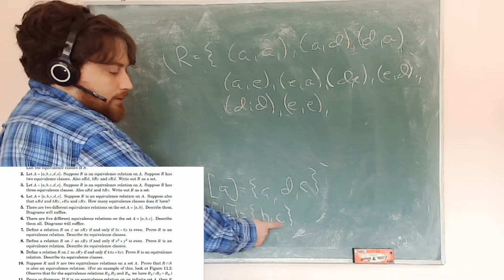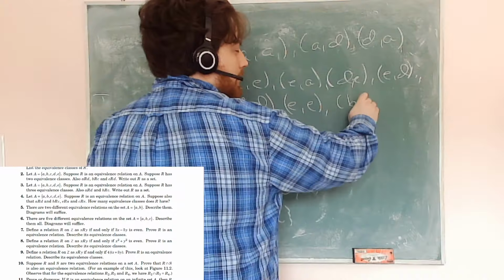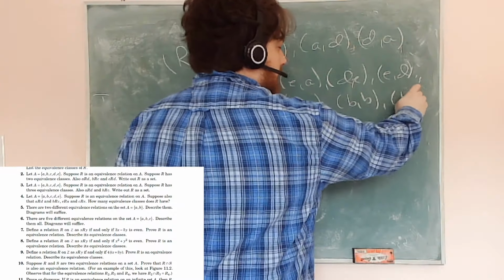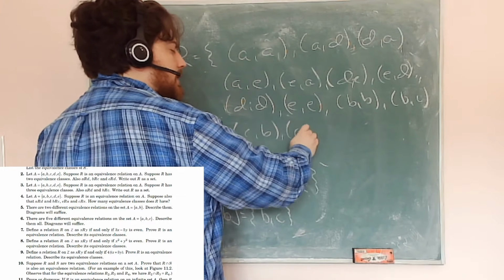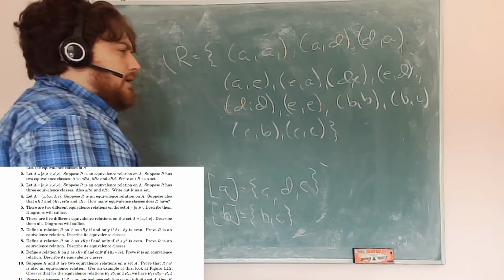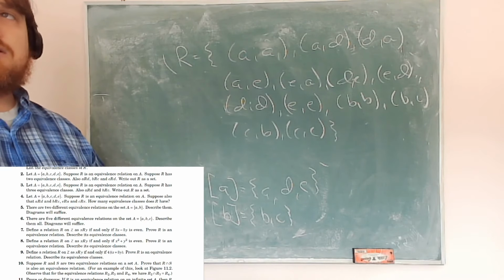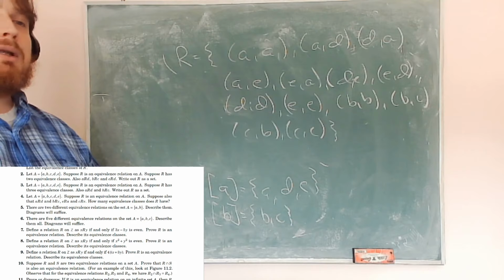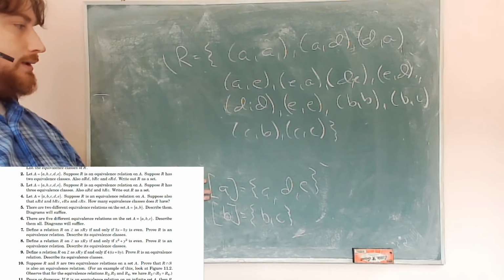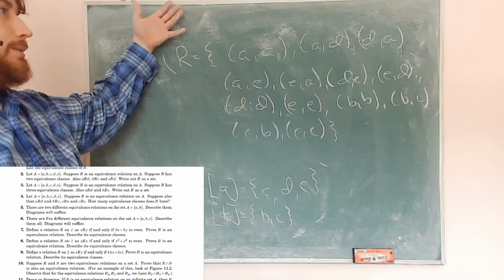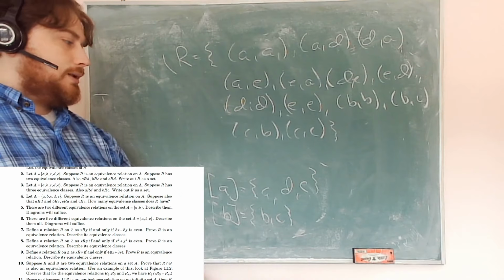Next thing is to pick two at a time, including repetition, for B and C. So I would get BB, BC, CB, and CC. So that would be my set R. And so what I've been able to do is I was able to draw a diagram. I was able to find my equivalence classes. And then from there, I was also able to write my equivalence relation as a set.